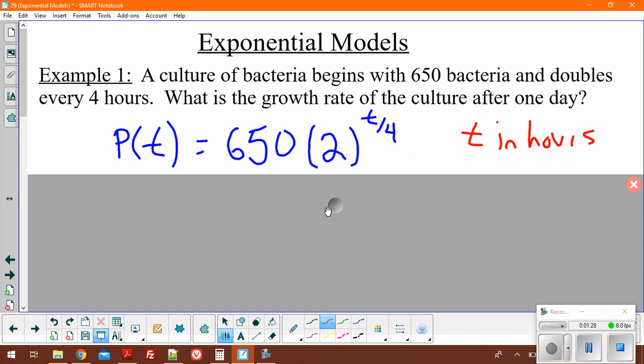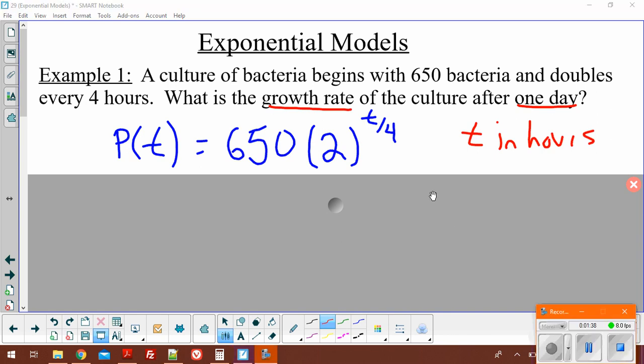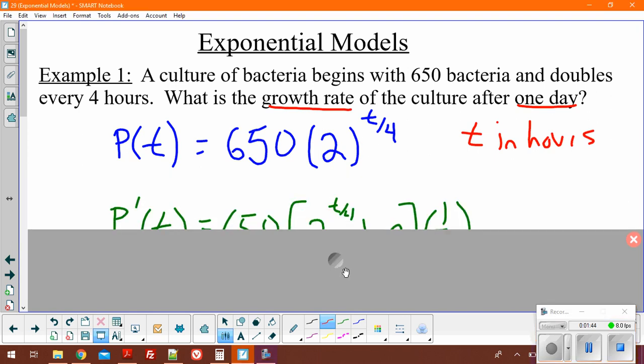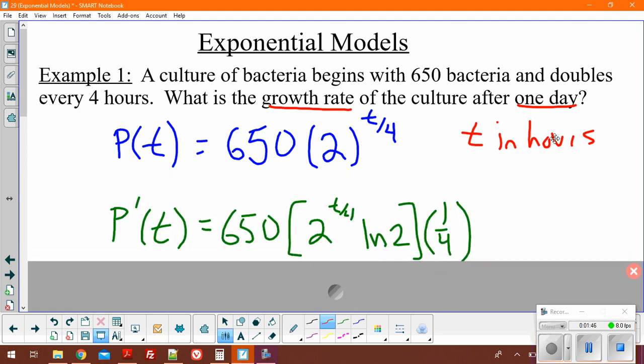It wants to know what's the growth rate at a certain point in time. So that means I need to take my derivative. This is a constant, so I can leave it alone, and then I have to do the derivative of this part over here. Just again to walk you through it, I left the constant alone.